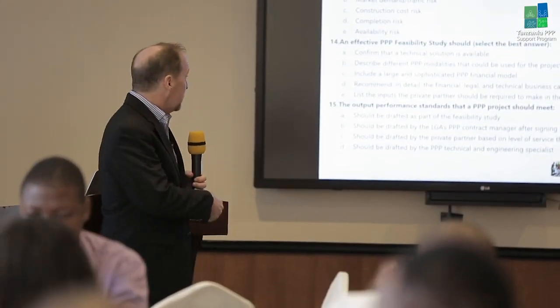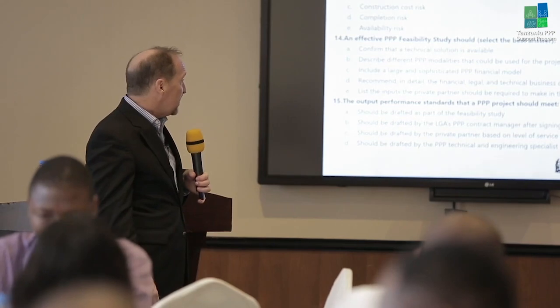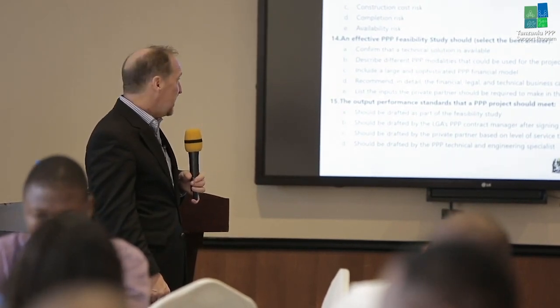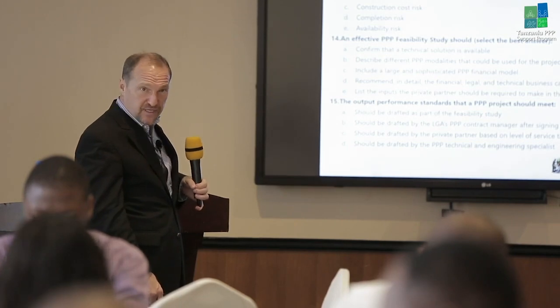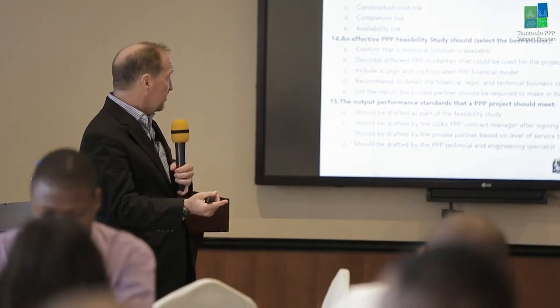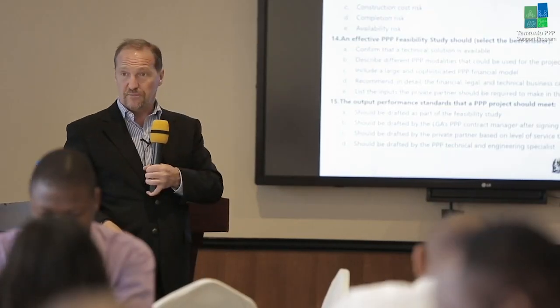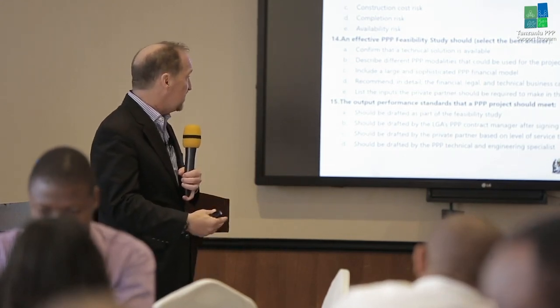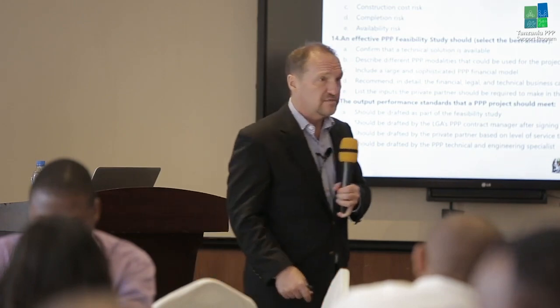Number 15, the outputs performance standards that a PPP project should meet. A, should be drafted as part of the feasibility study. B, should be drafted by the LGA's PPP contract manager after you sign the contract. C, should be drafted by the private partner based on the level of service they want to provide. Or D, should be drafted by the PPP technical and engineering specialist.